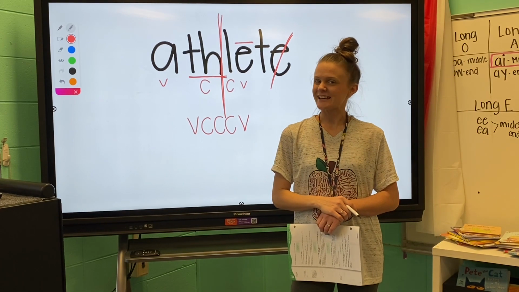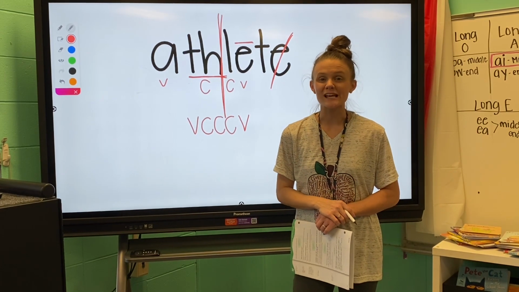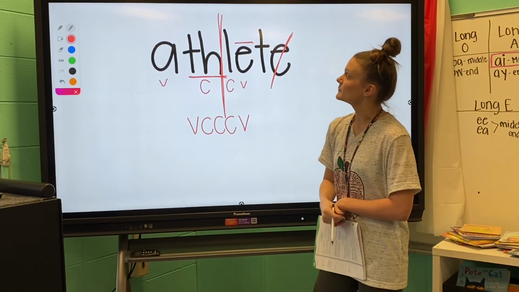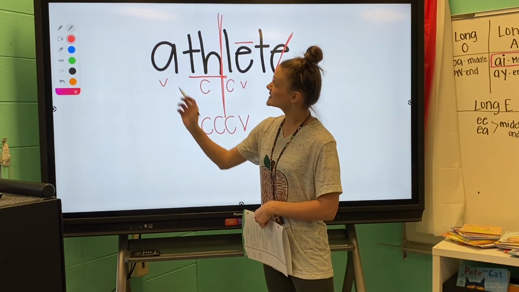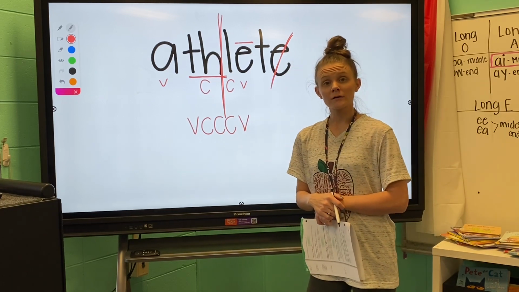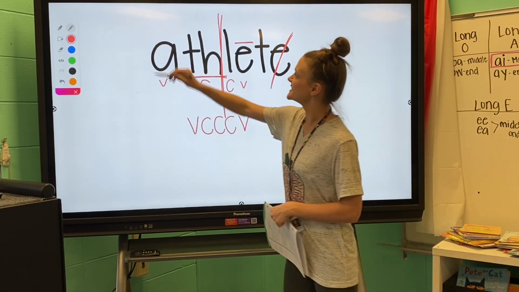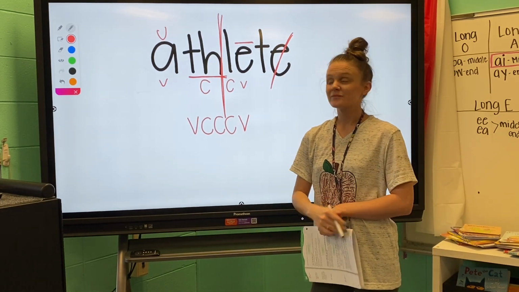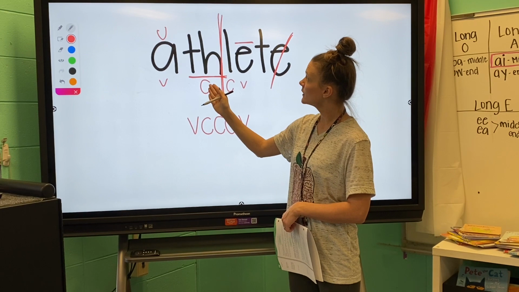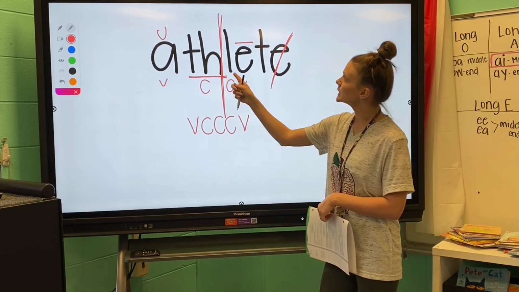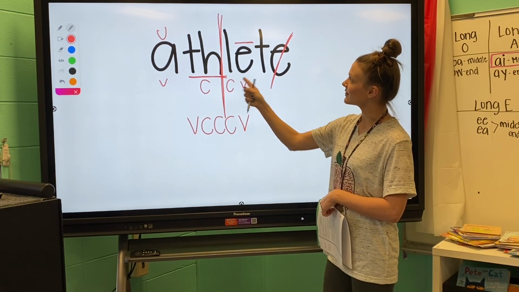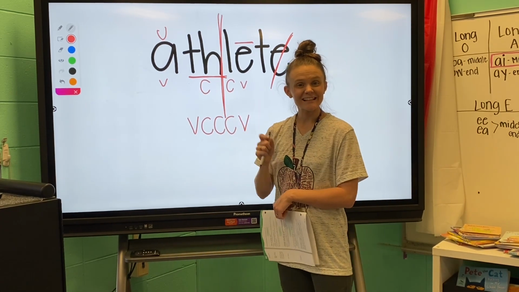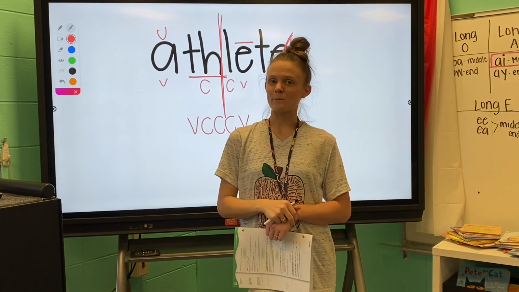And the last thing we need to do is label our vowels as short or long. We already labeled this vowel because we had our sneaky E. So let's label our first vowel. Is letter A short or long? Yes, it is short because there's a consonant after it. Let's read this word. Athlete. Athlete. Excellent job, friends. Let's jump back into our worksheet.